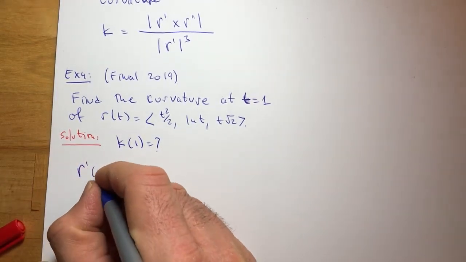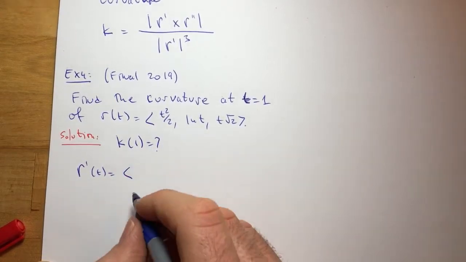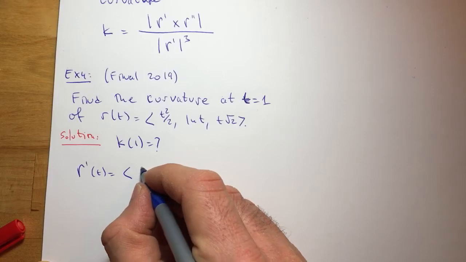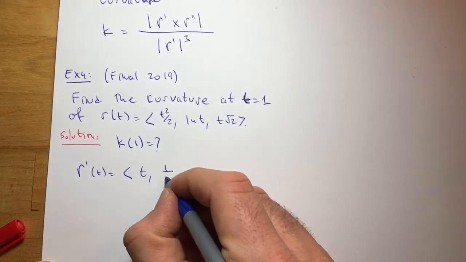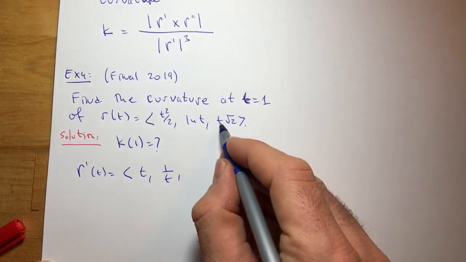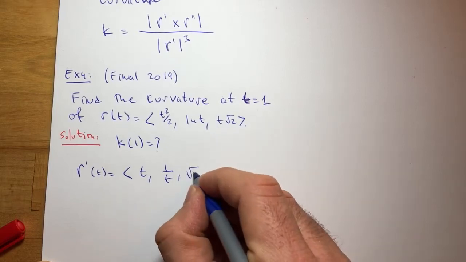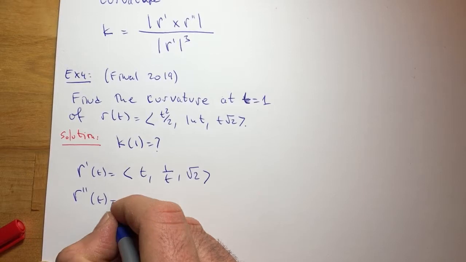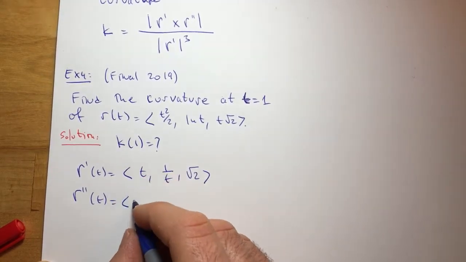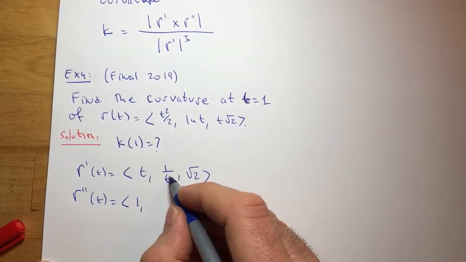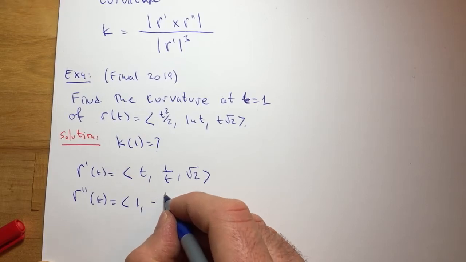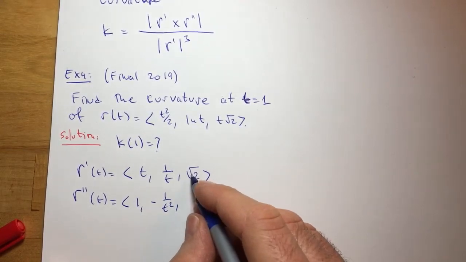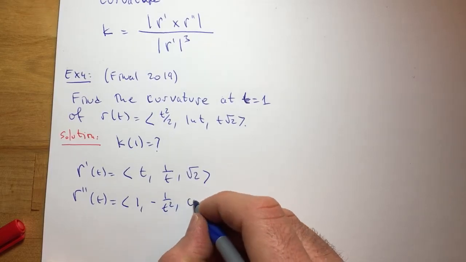First we find r prime of t. These derivatives are very simple. Derivative of t squared is 2t divided by 2, which is just t. Derivative of ln of t is 1 over t. Derivative of t is 1, so just square root of 2. And then the second derivative: derivative of t is 1. Derivative of t to the power of negative 1 is negative 1 over t squared. And derivative of square root of 2 is 0.